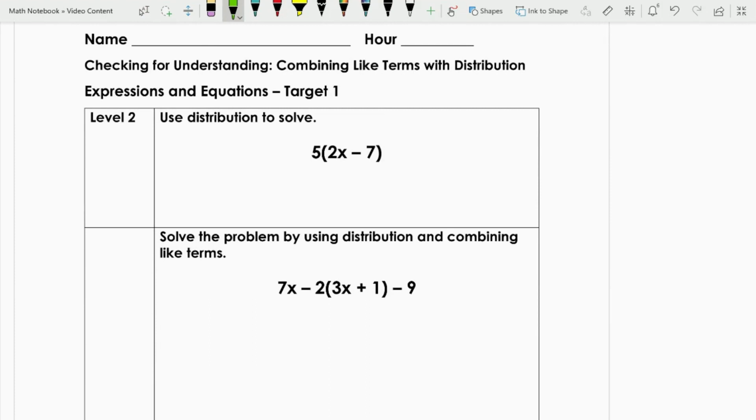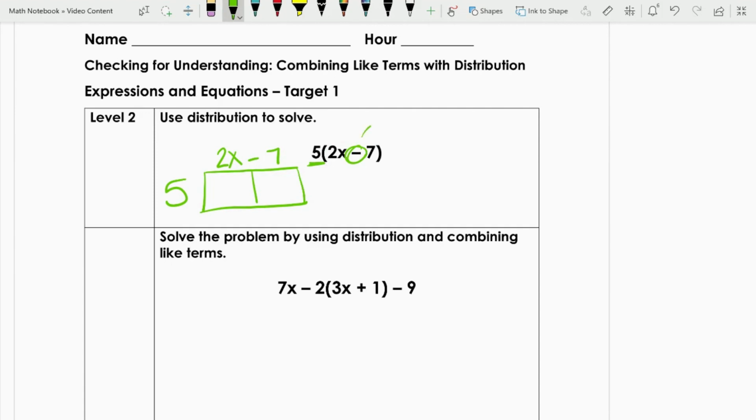So whenever we see a number right next to parentheses, that shows us that we need to distribute or multiply that number with the terms inside. So I see 5 is on the outside, so I'm going to write 5, and then I'm going to make my boxes. And I make 2 boxes because there are 2 terms on the inside. There's a 2x, and there is a 7. And then there's the subtraction sign in between.